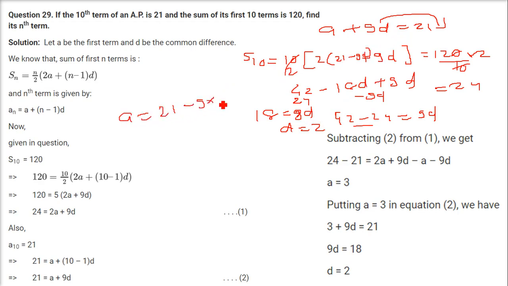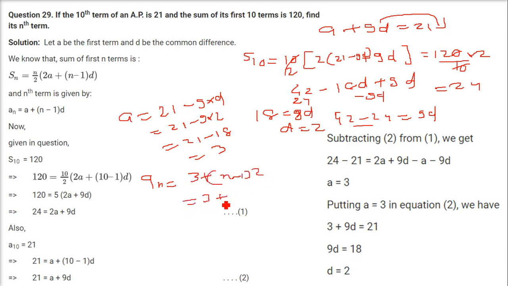21 minus 9 into D. 21 minus 9 into 2, 21 minus 18, which is going to be 3. A is 3 and D is known. Now what is the nth term? It will be A plus n minus 1 into D. So 3 plus n minus 1 into D, 3 plus 2n minus 2.